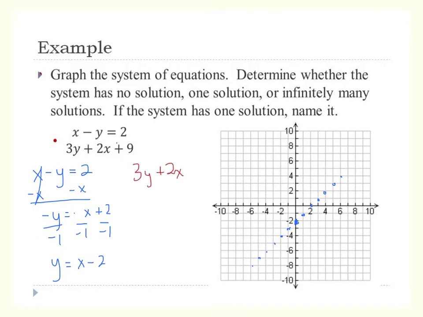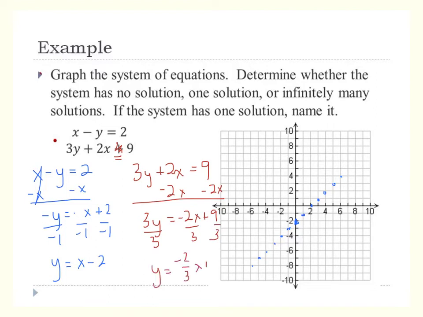Oh, and that's a misprint. I think that should be equals 9. Yeah, we'll see where that takes us. Alright, so plus 9, divide by 3. Alright, so there's my slope-intercept form. So I'm going to start at 3, and I'm going to go down 2 over 3.